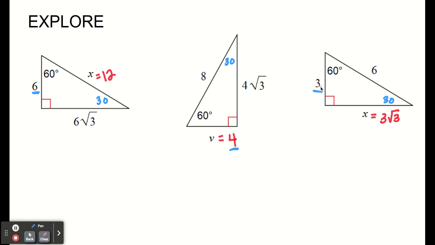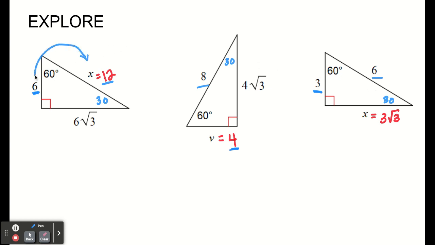The first relationship I want you to notice is the relationship between the shortest leg and the hypotenuse. So here our shortest leg is 6 and our hypotenuse is 12. Here our shortest leg is 4 and our hypotenuse is 8. Here our shortest leg is 3 and our hypotenuse is 6. What do you notice as the relationship between the short leg and the hypotenuse?